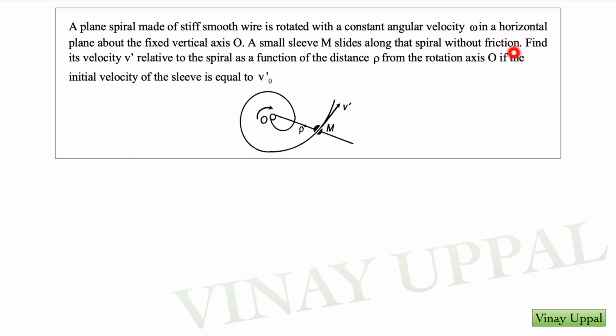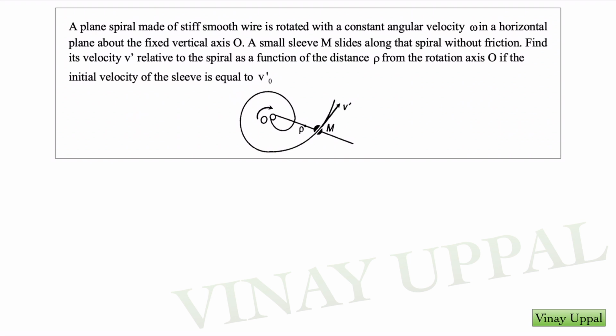So this is a sleeve. Sleeve means like a bead. Find its velocity v dash relative to the spiral, as a function of the distance rho from the rotation axis O, if the initial velocity of the sleeve is equal to v naught dash.